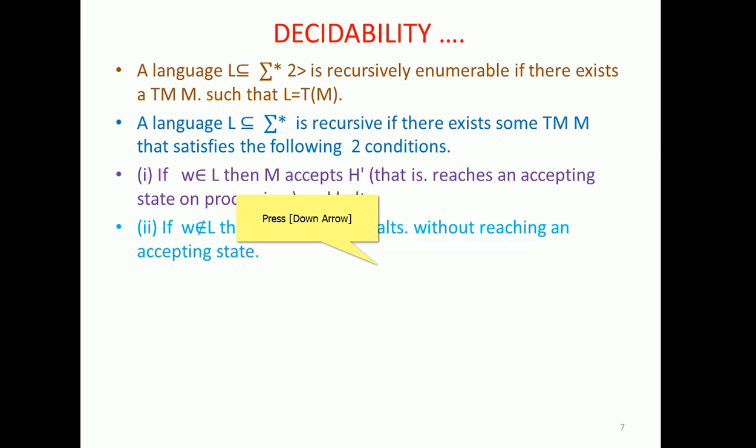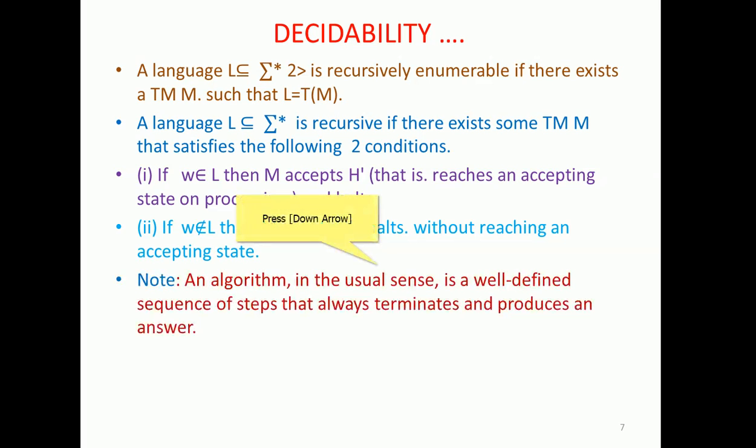Right. So for a string not belonging to the language, the machine will halt, but it will not reach the final, accepting state. These two conditions hold if L, a subset of sigma star, is recursive, that is, if there exists some Turing machine that satisfies these two conditions.